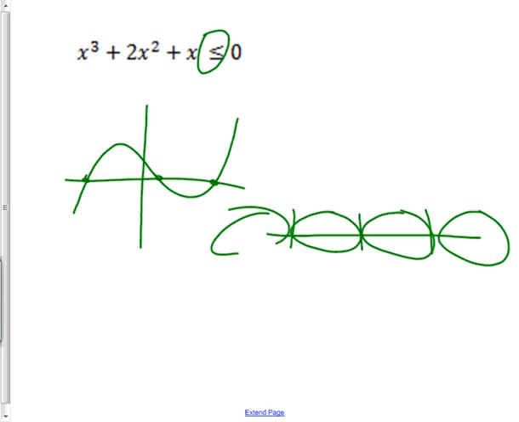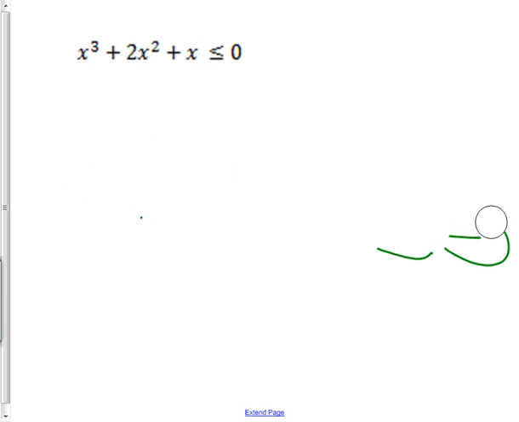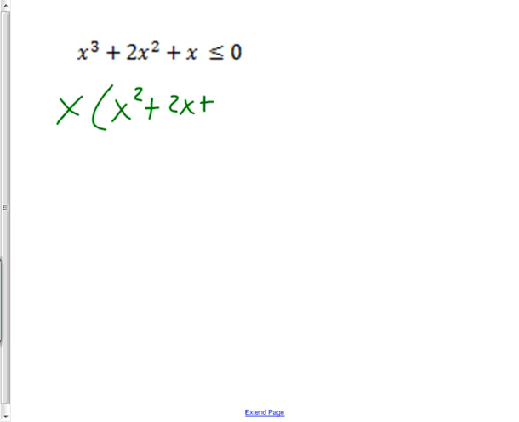Yes, you can solve it algebraically too. First thing you do, if you wanted to solve it without a graphing calculator, is x comes out of it, and you have x squared plus 2x plus 1. And then add factors.